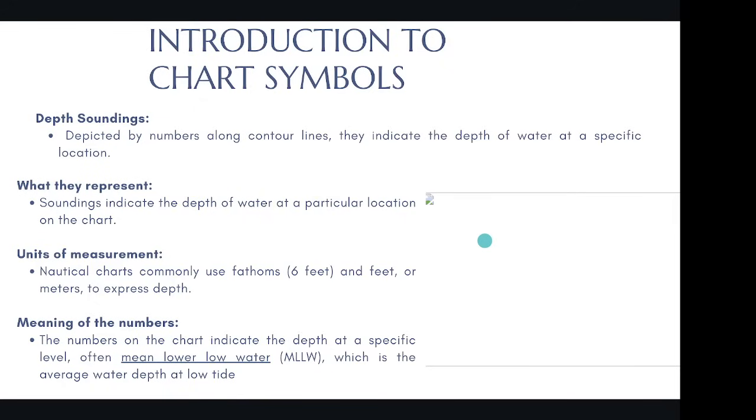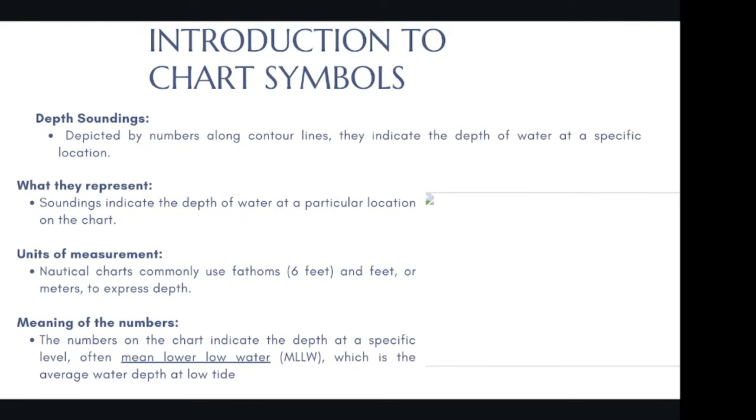So here we have now the introduction to the chart symbols. As I said earlier, the depth soundings are the numbers that show the depth of the water. It's depicted by numbers along contour lines that indicate the depth of water at a specific location. So what is this represented? The soundings indicate the depth of the water at a particular location on the charts.